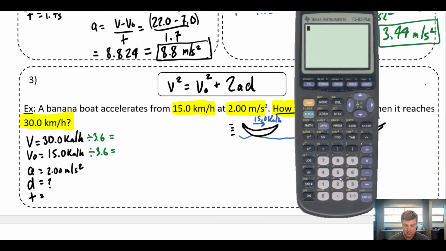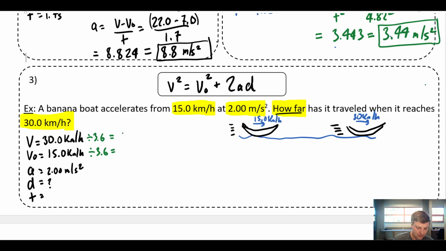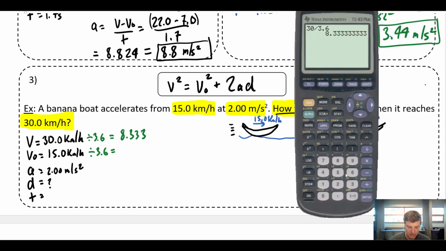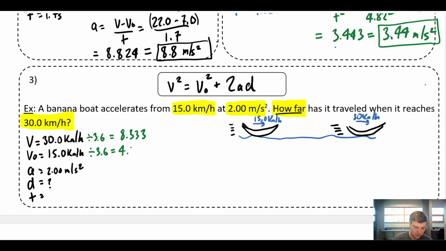So I'm going to divide both those numbers by 3.6 to get my velocities in meters per second. So 30, I don't need to put 0.00. Divide by 3.6. 8.33333. So 8.333. The original number had 3 sig figs. I'm going to keep one extra digit, 1 or 2 extras as I do my calculations because I don't want to throw off my answer just by doing some sort of rounding error. 15 divided by 3.6 is going to be 4.1666. So 4.167, let's say. And that's now in meters per second.